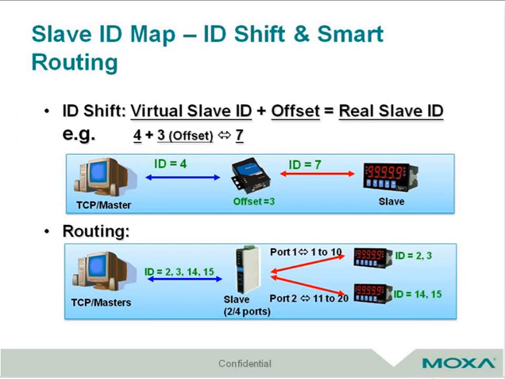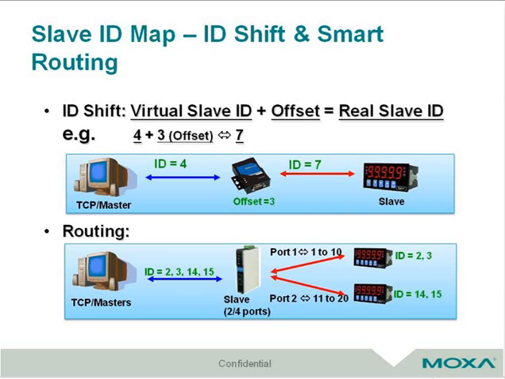ID shift. The legacy Modbus serial slaves may have the same unconfigurable ID. The way to communicate with those slaves is to shift their IDs so they are different from each other when talking to the master. So, you need to understand the relationship between master and slave and use the offset field. Let's look at the formula.